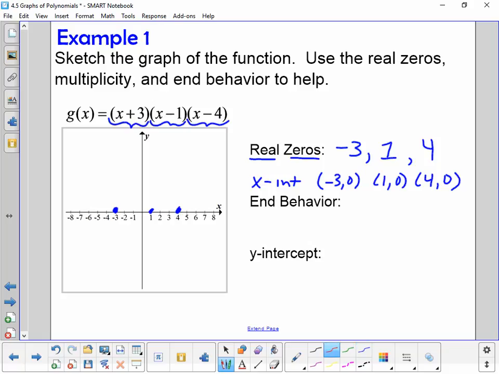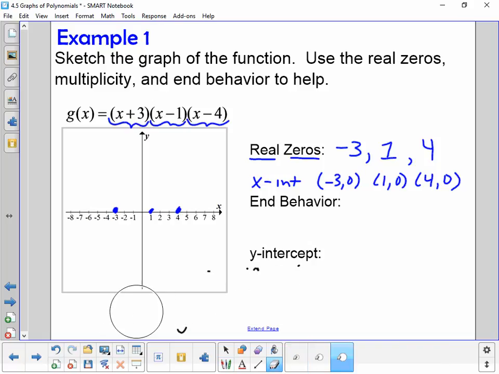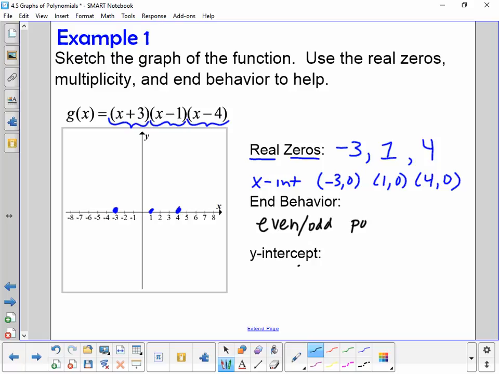The end behavior of the function can help us know whether the function looks like this, or like this, or some other behavior. We sort of need to know what's happening on the two sides of the function. So we'll think about the end behavior of the function. In this case, our question is, is it even or odd? And is the leading coefficient positive or negative? Well, in this case, the degree of my polynomial has 3 factors. This is going to be a degree 3 polynomial, which is odd.